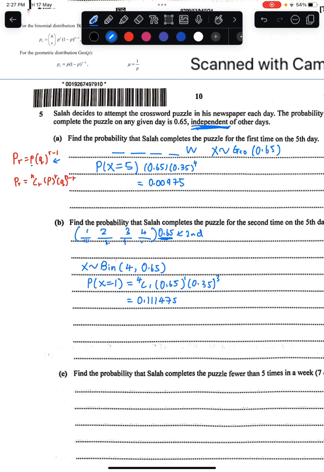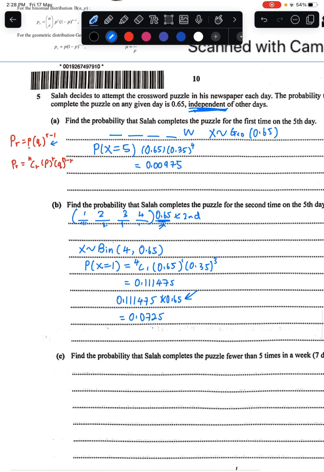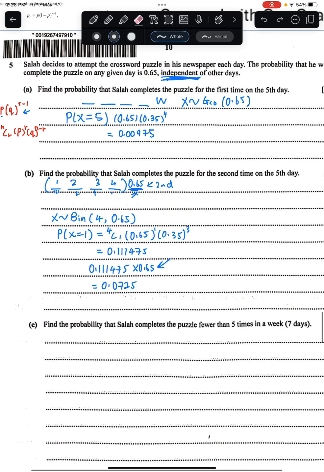Always remember to times this by 0.65, because the 0.65 is the second time, which is 0.0725. Yeah, a lot of my friends forgot to do this. They came out of the exam hall crying, like, oh, I forgot. So always be careful with the questions, they can trick you.